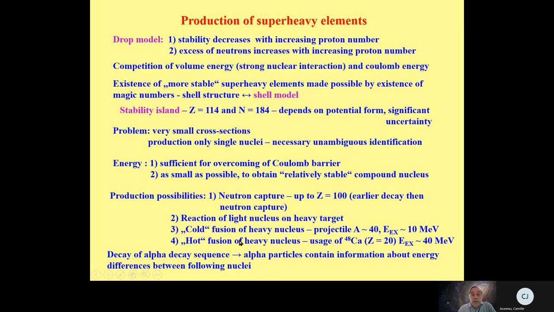In any case, even uranium, but also these heavier transuranium elements, decay by alpha decay sequences. There is also the possibility of natural fission, but mostly it goes through alpha decay, and you will obtain alpha decay sequences. Many alphas are emitted, and these alpha particles contain information about energy differences between the following nuclei, and also about which nuclei produced these alpha particles, which decay you have. And it is possible to do identification of this.